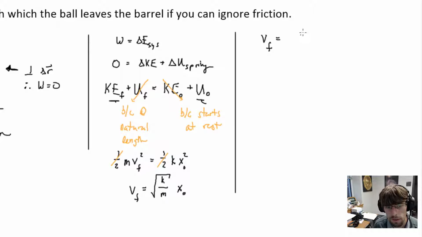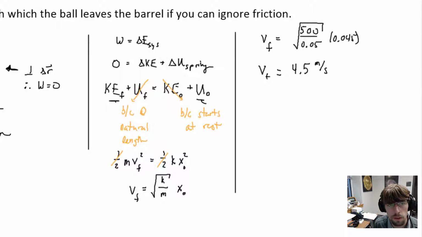So V final is equal to 500 divided by 0.05, square rooted, times 0.045. And you do all of that, you end up with, hey, this ends up being 4.5 meters per second. There's our final speed. All right.